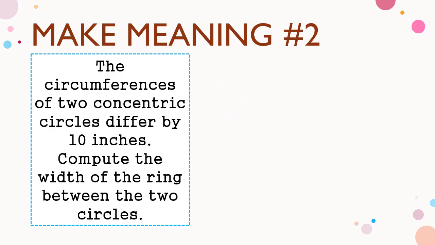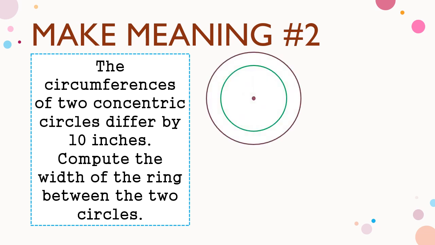For our last problem, we have the circumferences of two concentric circles differ by 10 inches. Compute the width of the ring between the two circles. So let us have our simple illustration for that. Concentric means two circles having the same center point. And as you can see here, we are supposed to compute the width of the ring. That means we are referring to this part, the width of this ring.